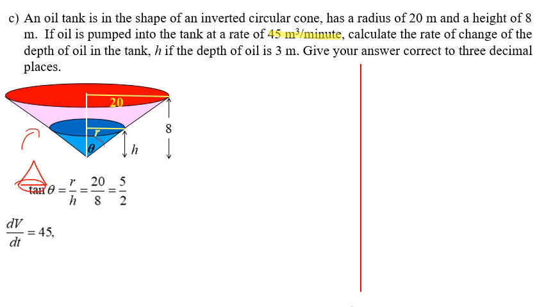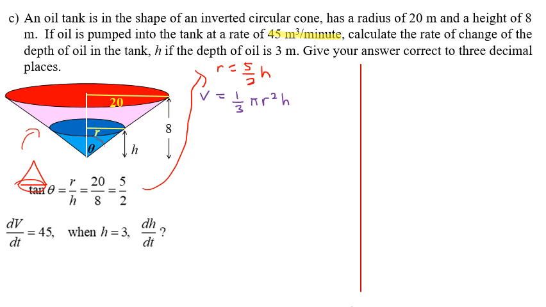Okay. And also, as I highlighted above there, the dV/dt is 45 meter cubed per minute. And also given, when H equals 3, we want to find out dH/dt. Okay, so this is the information given from the question. Right. So now from the relation R/H here, we can rewrite. So R equals 5/2 H.